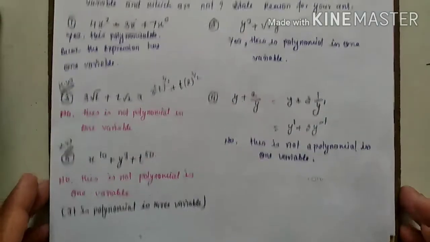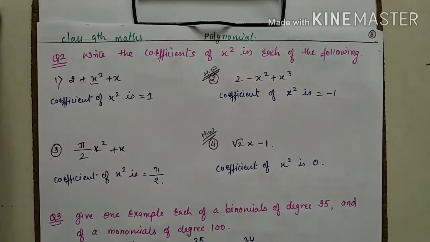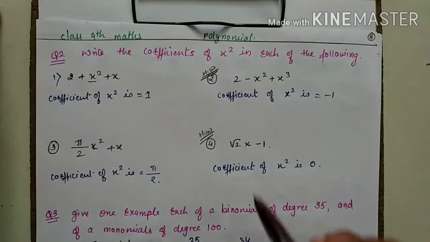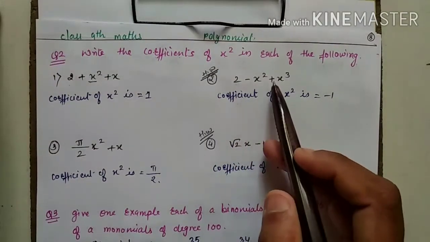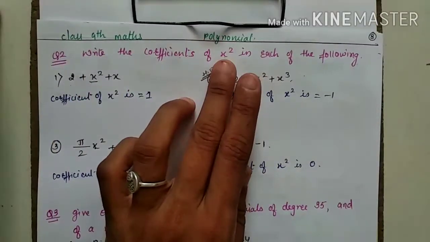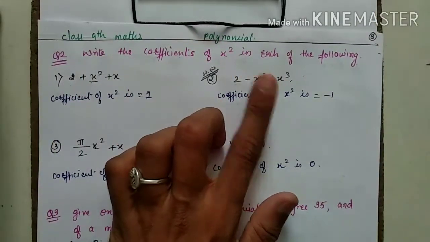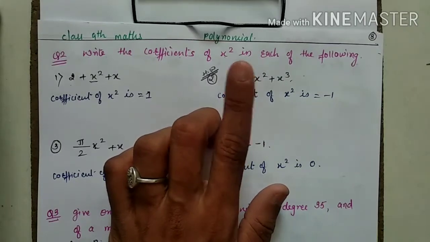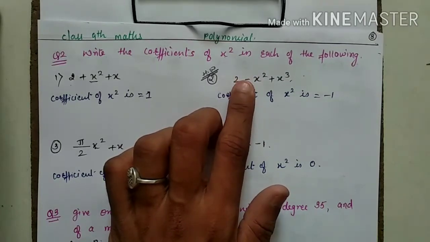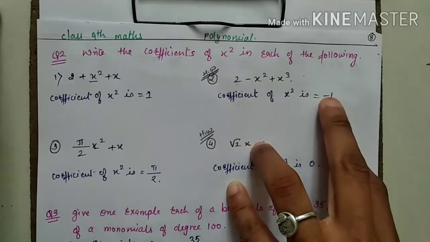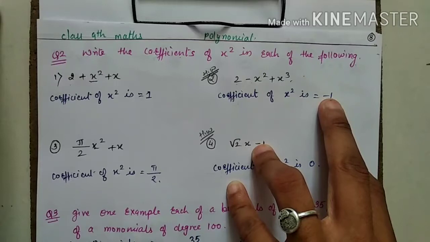Now next. Question number 2 I have given you as homework. In that, 2 minus x square plus x cube. The question says write the coefficient of x square. Here is x square, so the coefficient of x square is what? 1. If there is nothing, we always consider 1. But here the sign also matters. Here is minus. So my answer for the coefficient of x square is minus 1. Including the sign it will come.